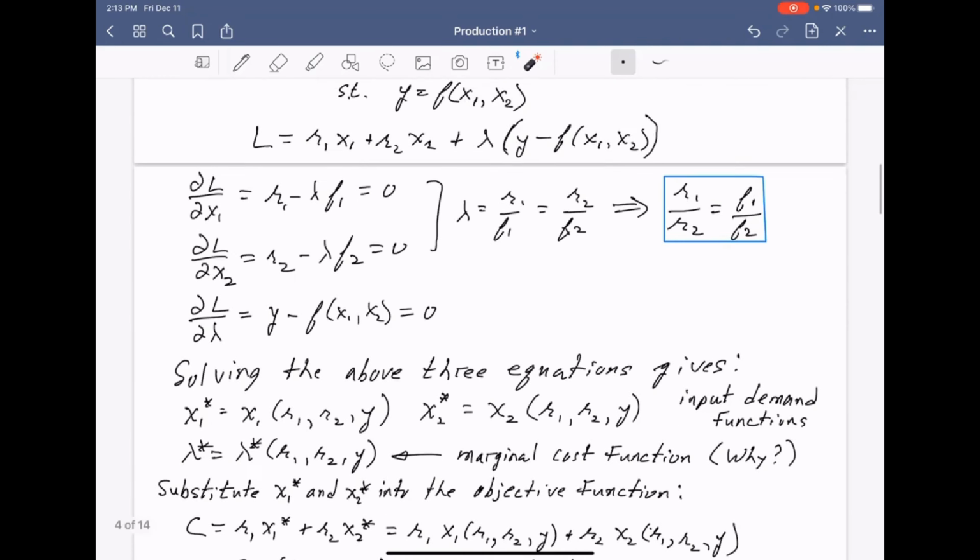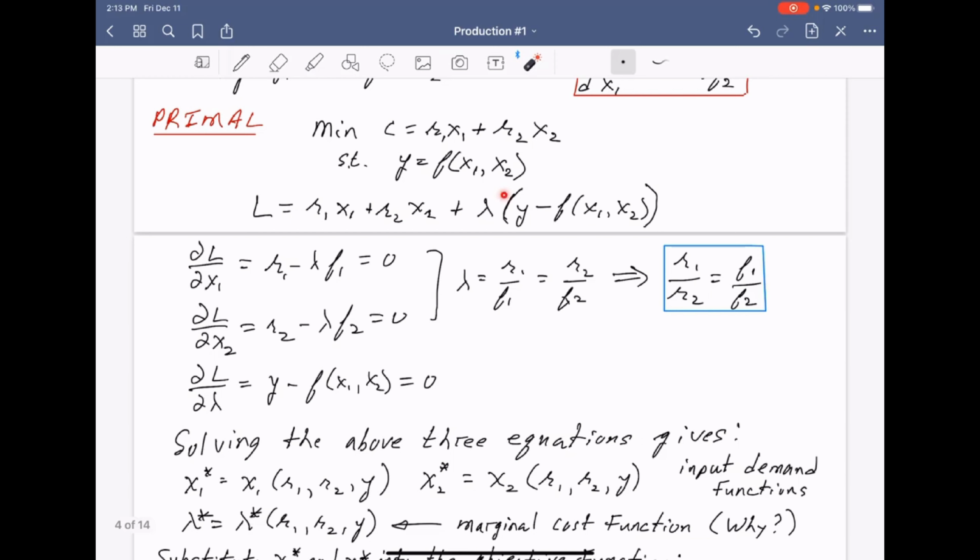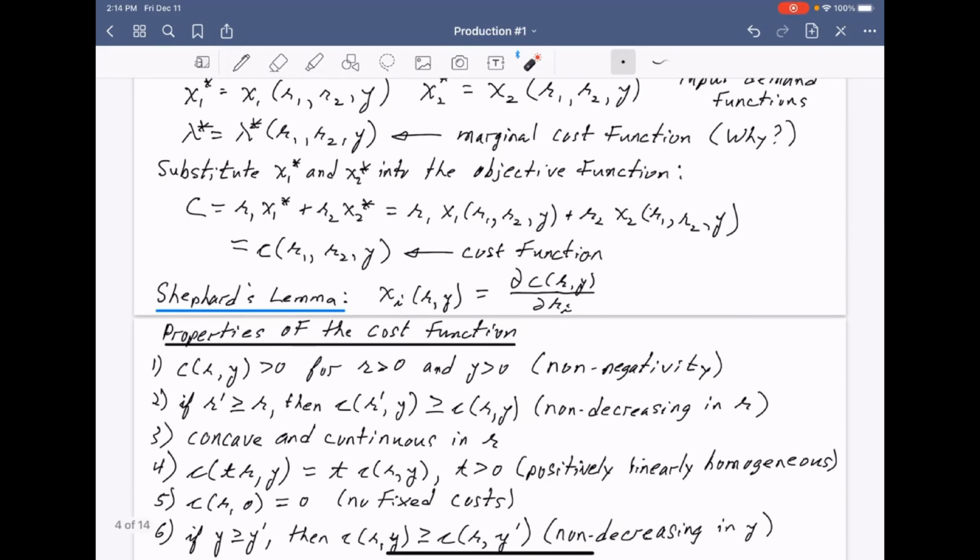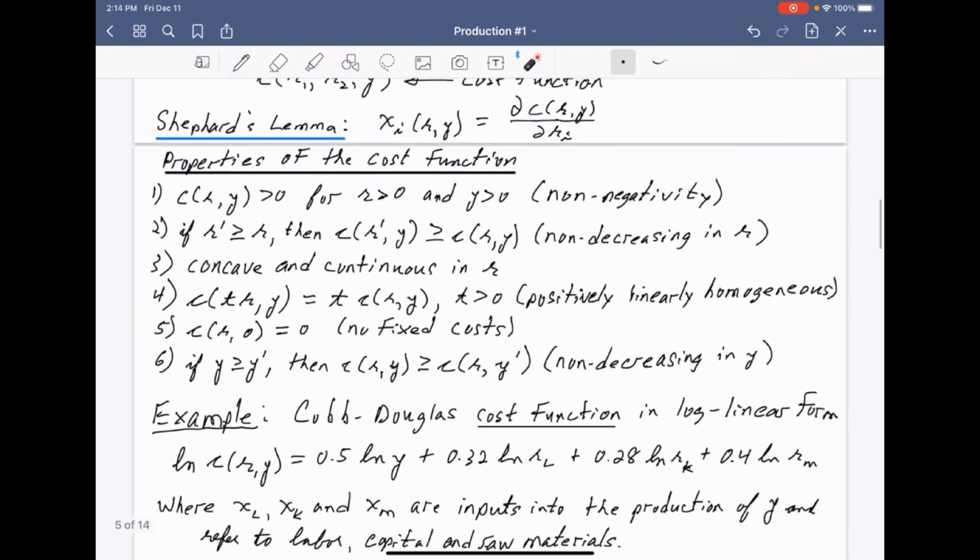Well, remember what lambda is. Lambda tells you that if you get a change in this parameter, then it affects the objective function here, which is your cost function. So an increase of 1 unit in the production of Y tells you by how much the cost will go up. Shepard's lemma then tells us that if we apply it, the input demand can be determined by taking the first derivative of that cost function, the partial of the cost function with respect to input Ri. What are the properties of the cost function?